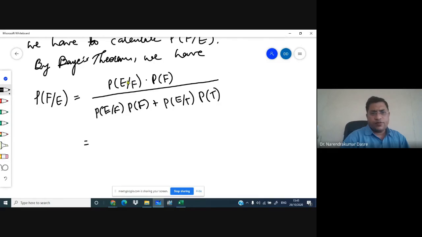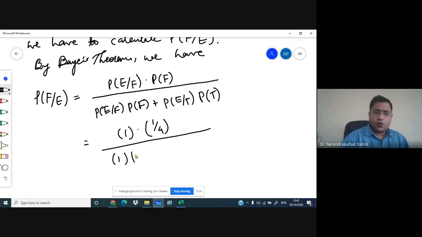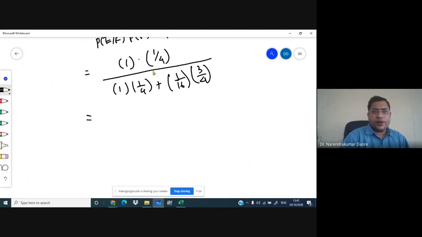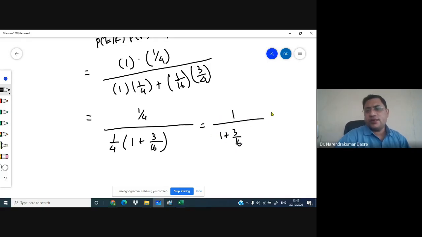Okay, and then we can write this. So the probability of getting 4 heads when the false coin was used, and here we have the probability. So it is 1 into 1 by 4. And here we have plus 1 by 16 into 3 by 4. Now let us simplify this. So I can take 1 by 4 common from the denominator, and I'll have here 1 plus 3 by 16. So this 1 by 4 I can cancel, and I'll be having 1 upon 1 plus 3 by 16. So it is 1 upon 19 by 16, and so I can write this as 16 by 19.